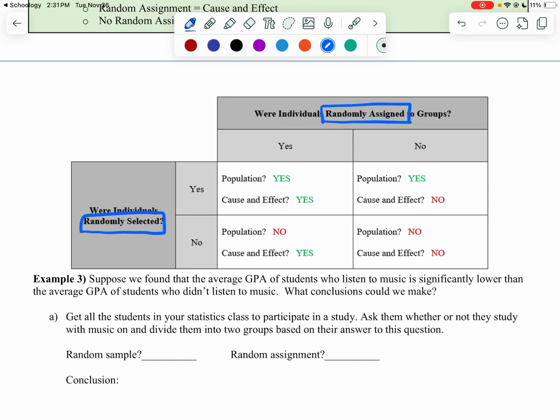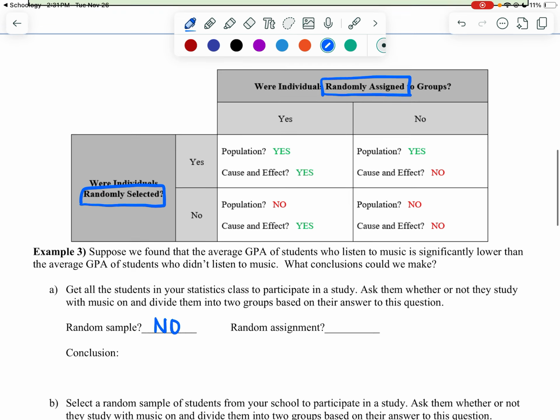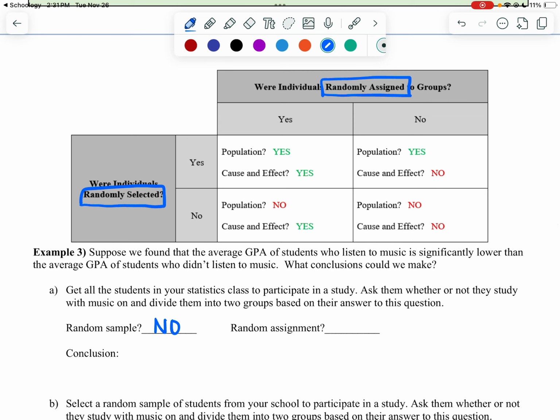Okay, so here's a study. Get all the students in your statistics class to participate in a study. Ask them whether or not they study with music on, and divide them into 2 groups based on their answer to this question. Okay, so when I'm thinking about, is this a random sample? This is actually going to be a no, right? Because you're just getting all the students in your class to participate in a study. You're not randomly picking people out of a hat to be in the study. You're just picking everybody. So that's not random.